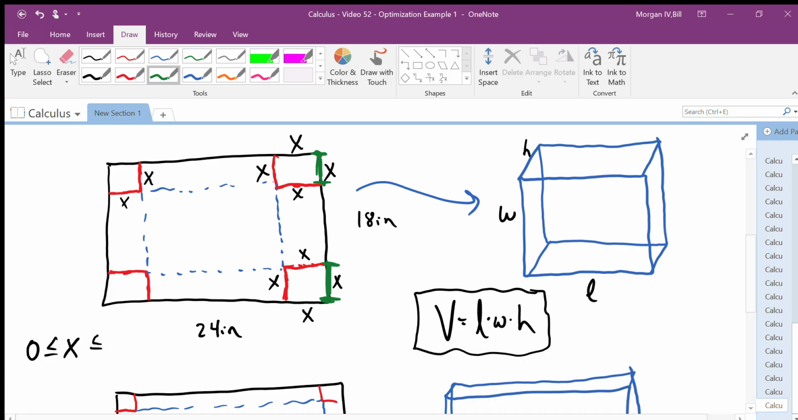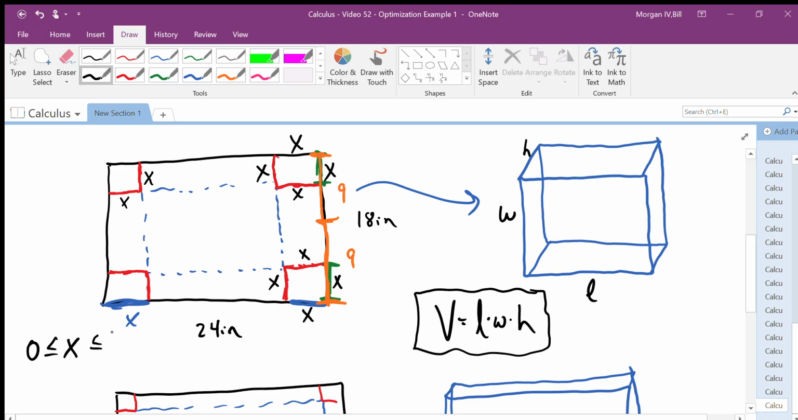You'll see that on the 24 side length as well. I'm cutting out an x from right here. I'm also cutting out an x from right here. I'm decreasing the 24 inches by 2 x's. I'm decreasing the 18 inches by 2 x's. So the maximum that this can be is x is equal to 9. How do I get 9? Well, if x is 9, then this first x will go all the way from here to here. That'd be a 9. And the second x down here would go from here to here. That would also be 9. So the most that x can be is 9.